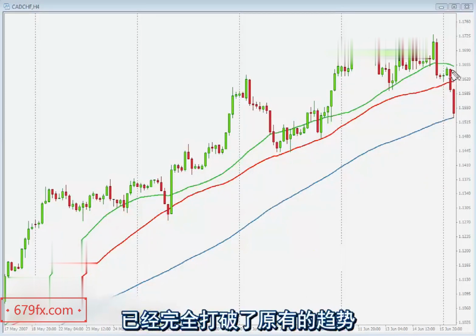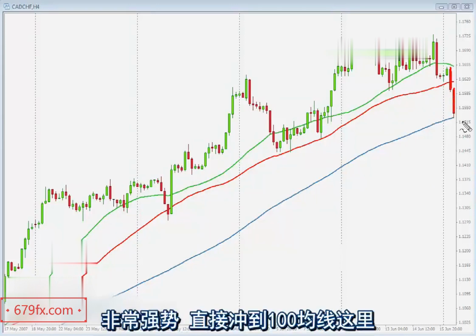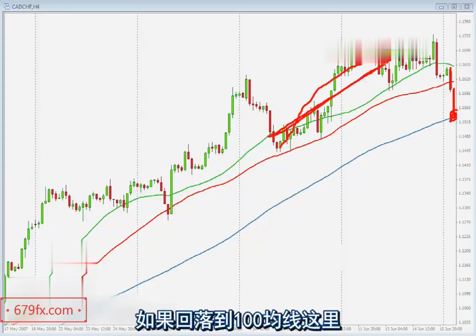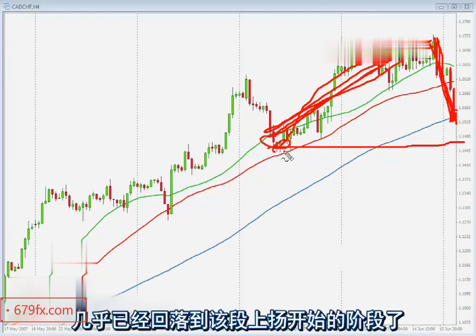Moreover, since we have 2 consecutive long red bars with no wicks, all the way back to the 100. Remember what I was saying before, that when in an uptrend, the pullback goes all the way back to the 100, it usually takes quite a deep bite into the trend. Well, have a look. We are almost back to the level where the swing started, okay?